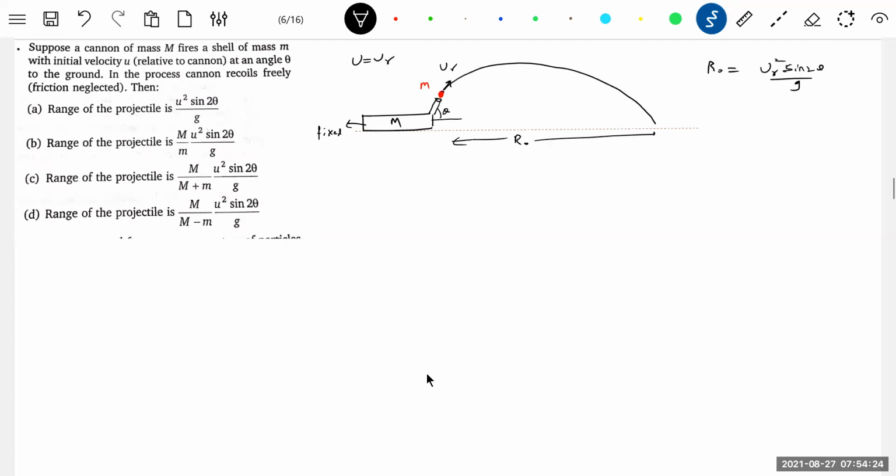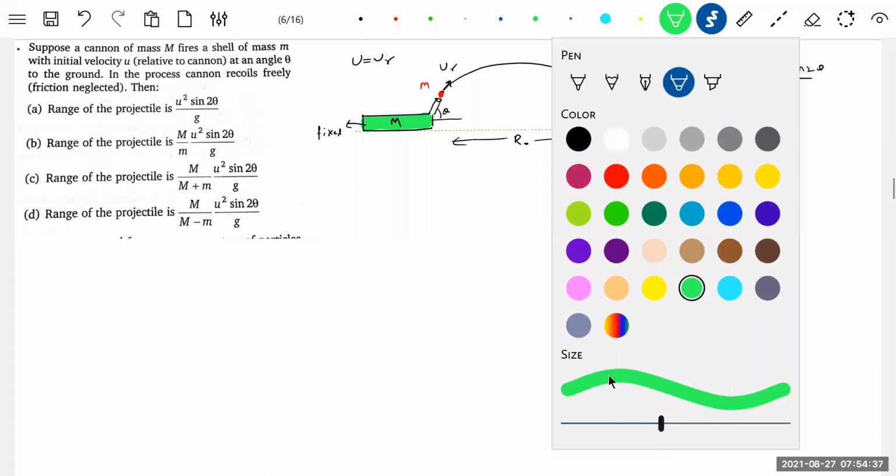Now let the cannon... Sir, we are doing here, it is recoiling freely, sir. The cannon recoils freely, sir. Here I'm comparing. No, please allow your teacher to discuss first. In the end, you can clarify.